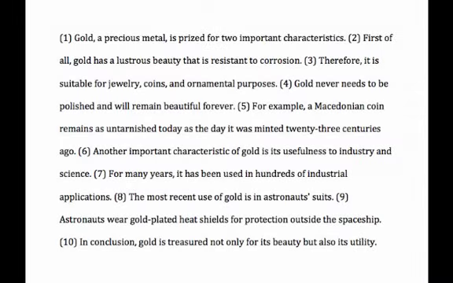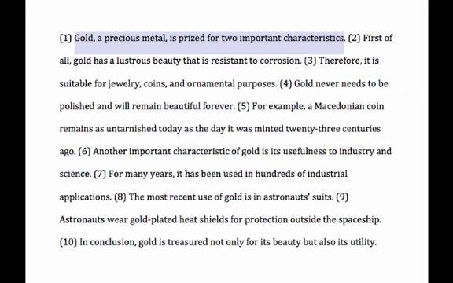Okay, hi. In this short video we're going to look at an example of an academic paragraph. Looking at the first sentence, this looks like a fairly simple sentence. In fact, it is a simple sentence in terms of its structure. Gold, a precious metal, is prized for two important characteristics. That seems like a fairly straightforward thing to say, nothing exceptional, but in fact this sentence is very important and it has two functions for the reader.